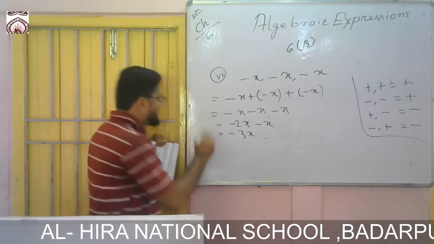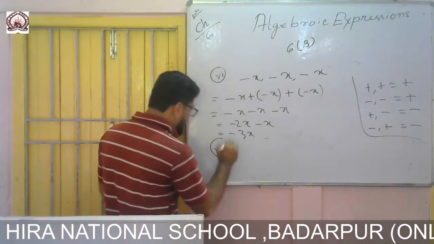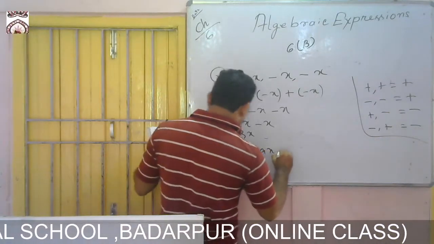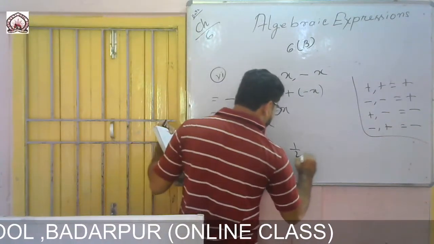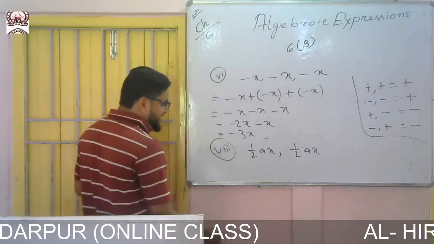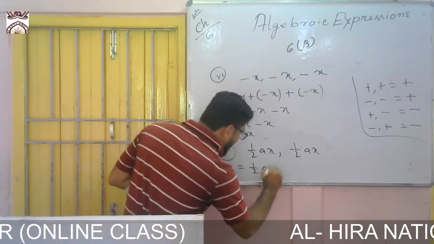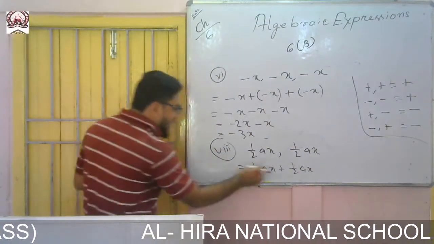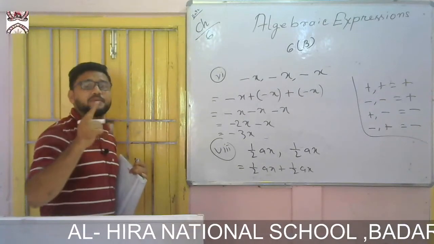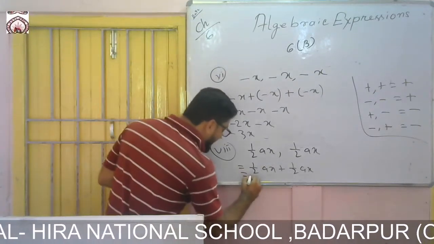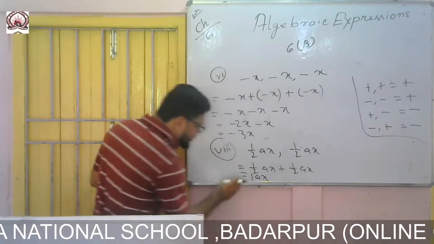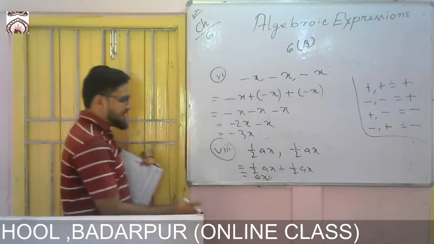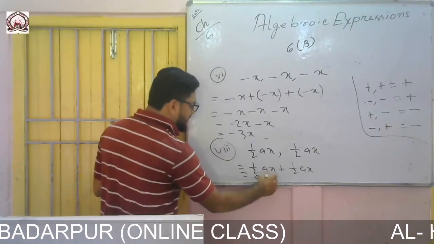Now come to question number 8. Question number 8 is half ax, comma, half ax. So that is very easy. Half ax plus half ax. Half plus half means 1, so it will be 1 ax. This 1 we are not writing. We can write directly ax. So ax is the answer.